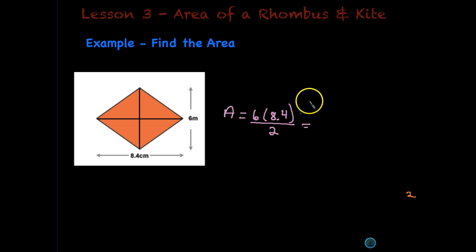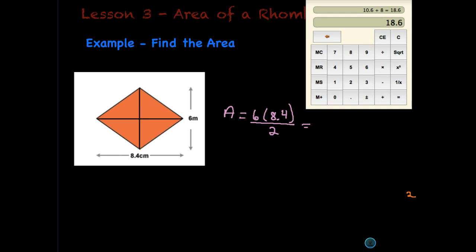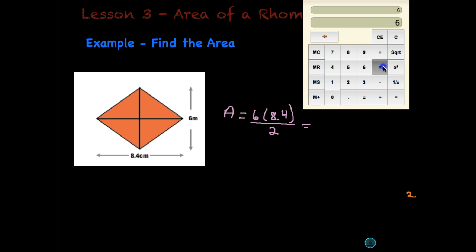Now because this is all multiplication and division, it doesn't matter what we do first. We could do 6 divided by 2, and then multiply that result by 8.4, or we could multiply our numerator and then divide by 2, which is what I'm going to go ahead and do right now. So we have 6 times 8.4 to give us 50.4, and then when I divide by 2, I get an answer of 25.2 centimeters squared. And this one should say centimeters.